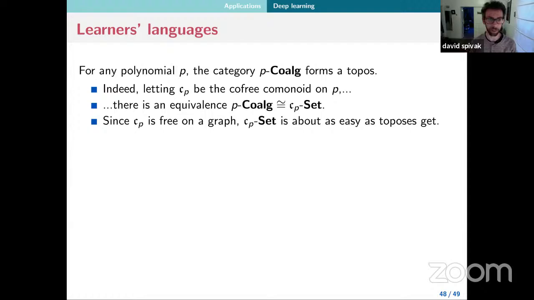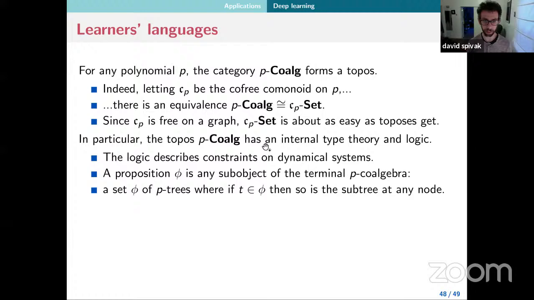But in particular, that means that P coalgebras has an internal type theory and logic. The Joyal-Kripke semantics allows us to write down logical formulas and understand what they mean in terms of P coalgebras. So they describe constraints on dynamical systems or on P coalgebras. A proposition in this logic is just any subobject of the terminal coalgebra, meaning it's a set of P trees. A P tree is a tree, possibly infinite, where every node is labeled by a position in P and branches like the directions there. And a logical proposition is just a set of P trees that are closed under taking subtrees.